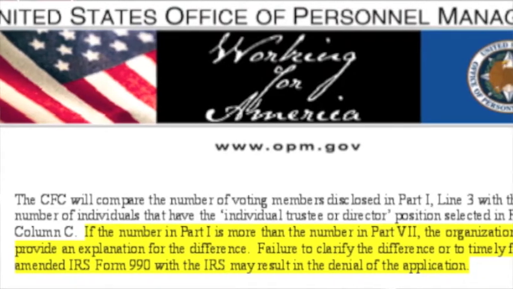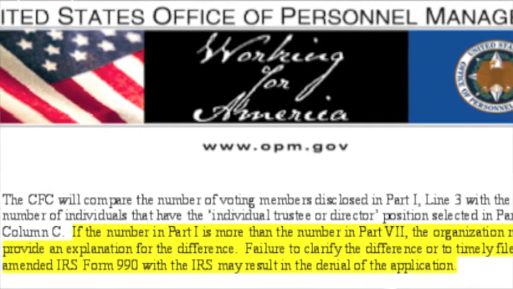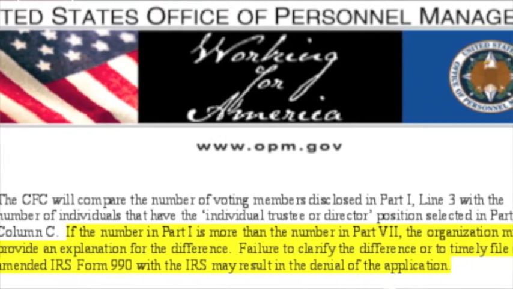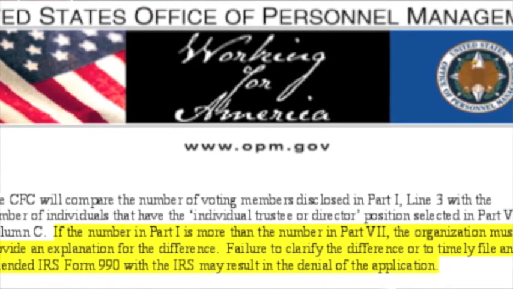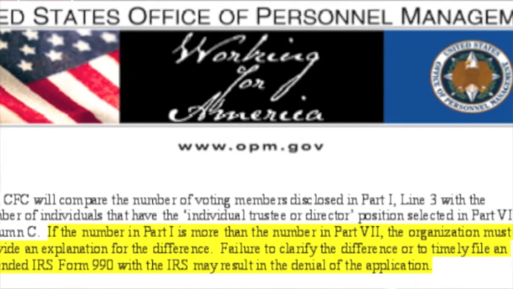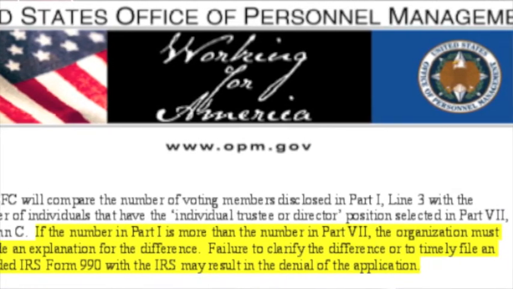Option 1 is correcting the Form 990 if there is an error. The organization must make the correction, mark the IRS Form 990 as an amended return on page 1, file it with the IRS, and submit the document to our office. Option 2 is providing an explanation if the difference is not an error, but that's pretty rare, Mike.